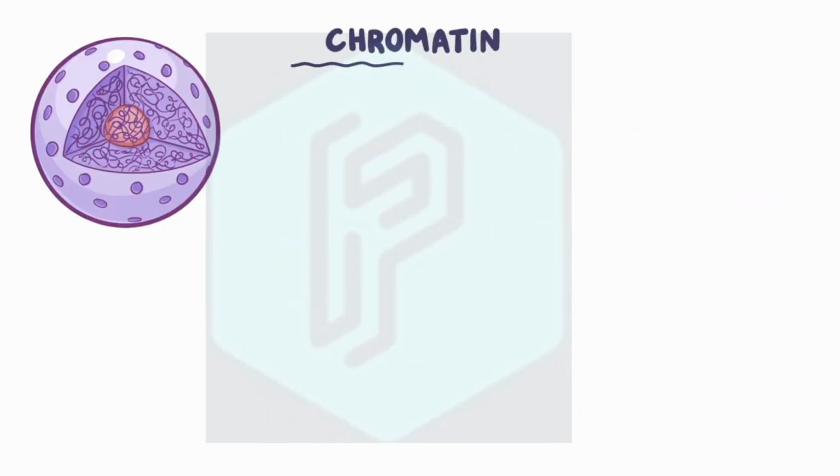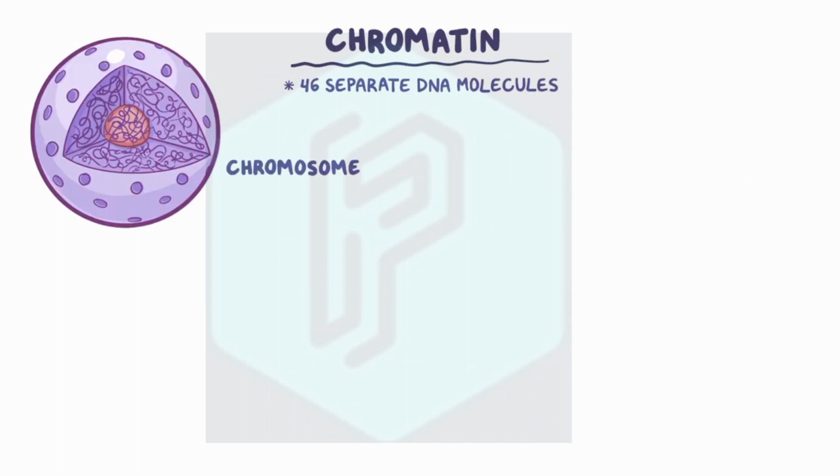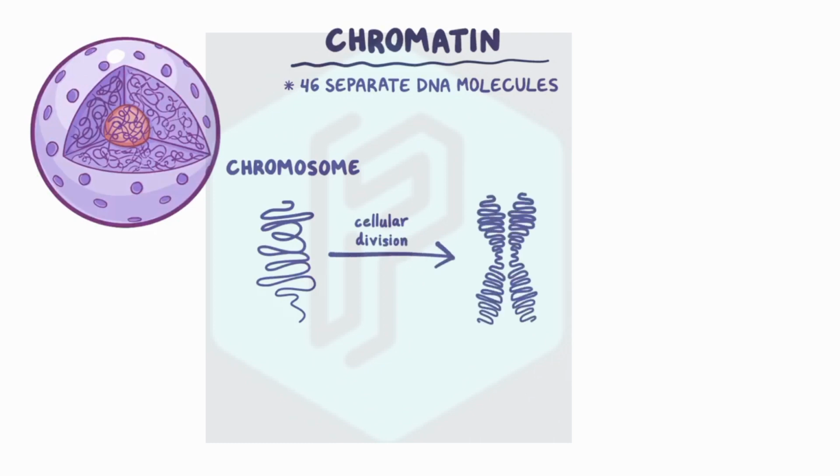Now, chromatin is actually made out of 46 separate DNA molecules, each of which is called a chromosome. Most of the time, the cell's not dividing, and the chromosomes are in an intertwined, loose spaghetti-like state. During cellular division, the 46 chromosomes condense and double up the amount of DNA within the nucleus by creating an identical copy each, now called sister chromatids.